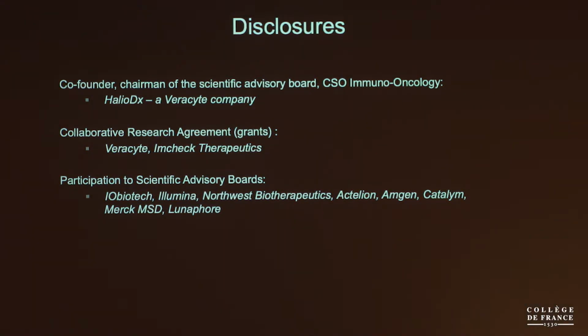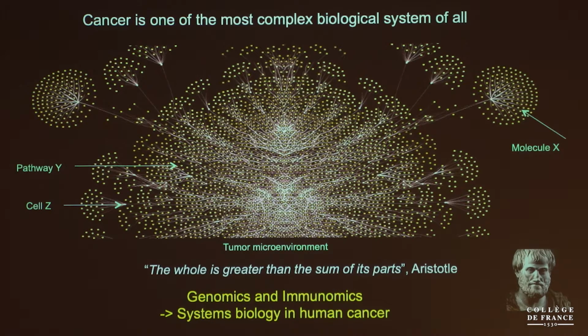So just to start with our view of cancer, that is a view where we did not want to focus on a particular molecule. I had no favorite cells, really. We wanted to really decipher and have a comprehensive analysis of human tumors with systems biology by doing both genomics and immunomics. And I will summarize some of these findings.